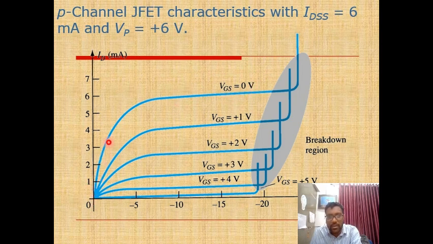The pinch off value is somewhere here where the current is going from the ohmic region to the saturation region. Similarly, with increase of positive gate voltage, we can see plus 1 volt, plus 2 volt, plus 3 volt, plus 4 volt, up to plus 5 volt. It has been shown up to 5 volt of gate to source voltage. So with increasing positive gate voltage, the current value is gradually decreasing.